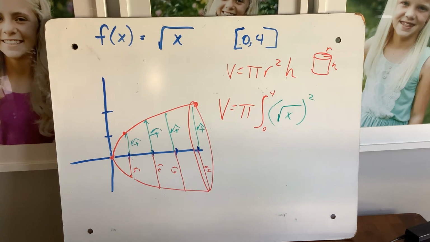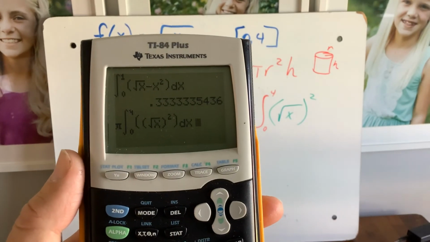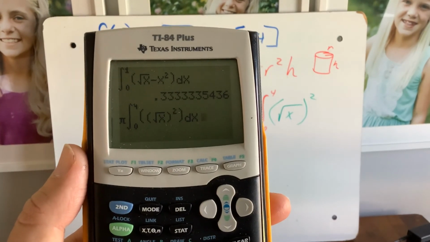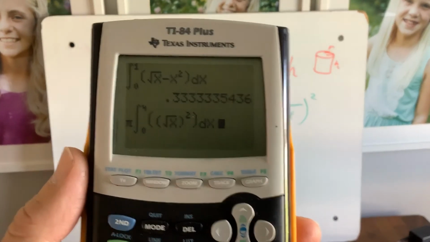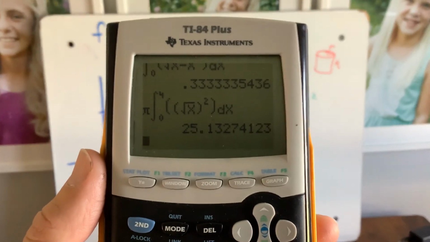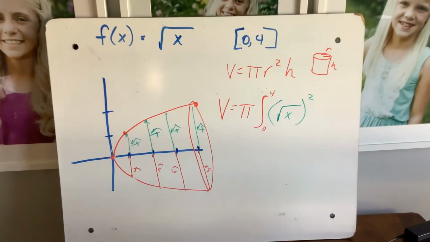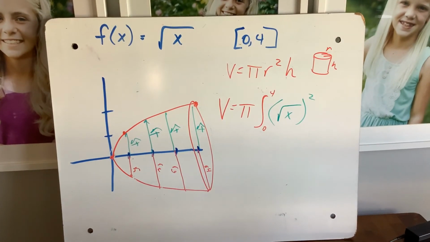Okay. So when you do your calculator, if you're going to type it in there, it's pi times the integral from 0 to 4 of the square root of x, squared, dx. I hit enter, and the volume of that shape would be 25.13 cubic units. So if it's in inches, it'd be inches cubed, or centimeters, it'd be centimeters cubed. So that's how you take a function, wrap it around the x-axis, and find the volume of what that would create.